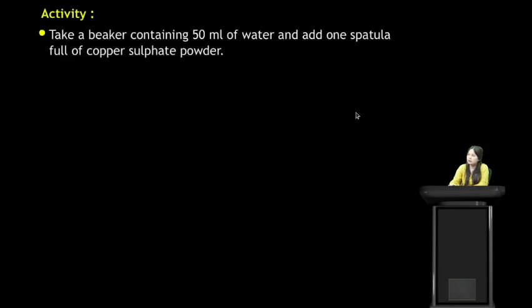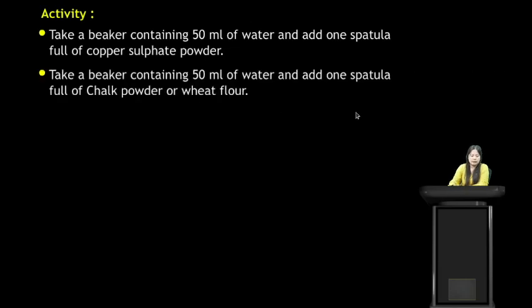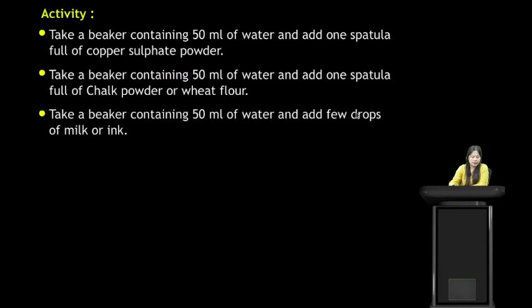Activity. Take a beaker containing 50 ml of water and add one spatula full of copper sulfate powder in one beaker. Take another beaker containing 50 ml of water and add one spatula full of chalk powder or wheat flour. Then take another beaker containing 50 ml of water and add a few drops of milk or ink. So we have three cases here. We will discuss these three cases separately. For today's class we will go with this one.